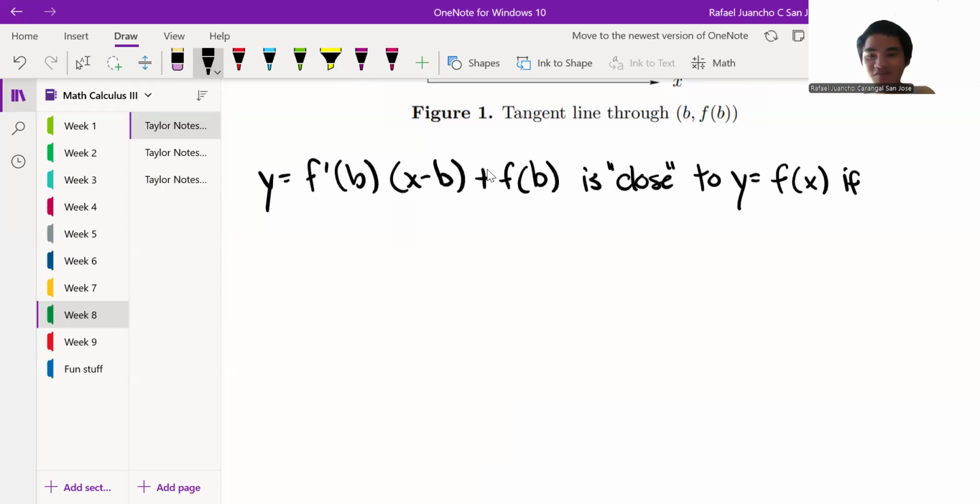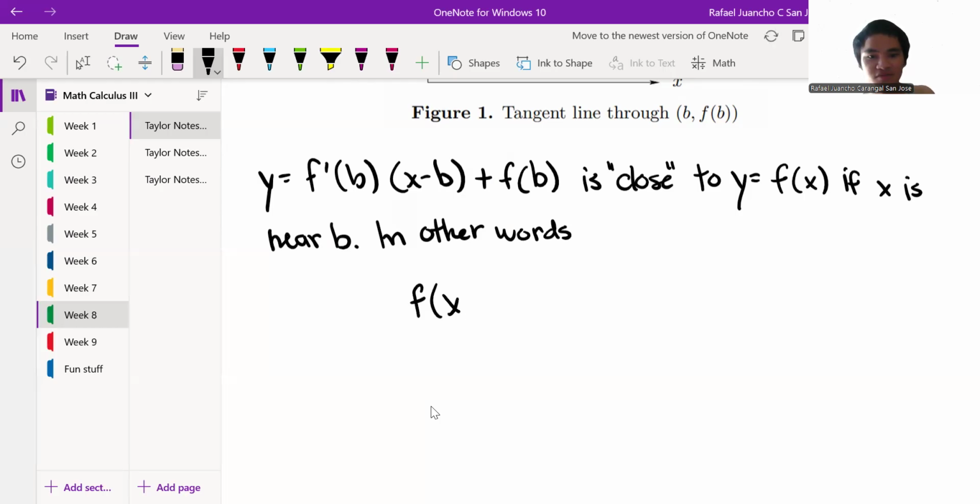What do you call this? Quotation marks on "close," because you have to mathematically define that, or it's not mathematically defined. If x is near b, right? In other words, what am I saying here? I'm saying that my function, in this case, is this linear approximation or tangent line approximation.